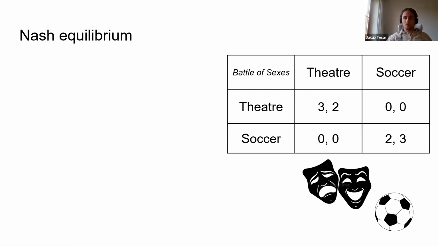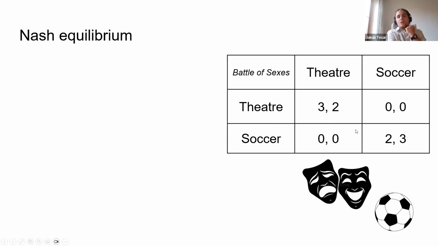So we have a husband and a wife deciding what to do with the evening. They cannot communicate. And you see from the payoff metrics that they would really like to spend the evening together. So their payoff is 3 or 2 if they spend it together in theater or in the soccer play. But their payoff is actually 0 if they fail to coordinate and they end up in different places.